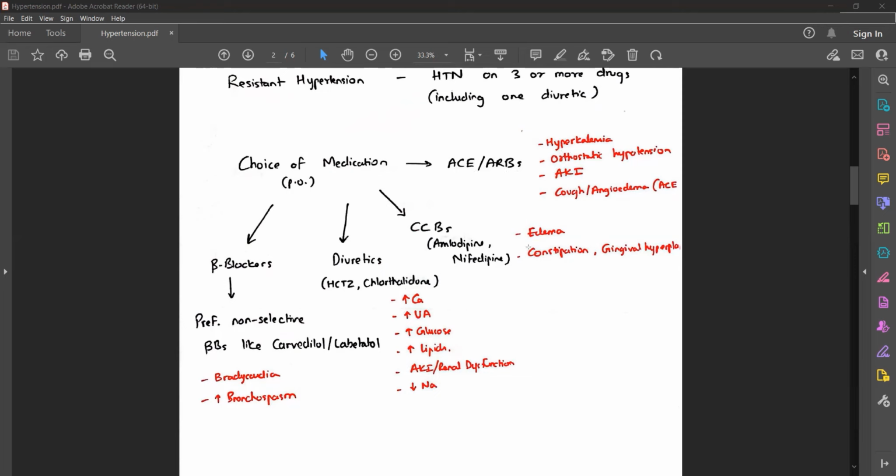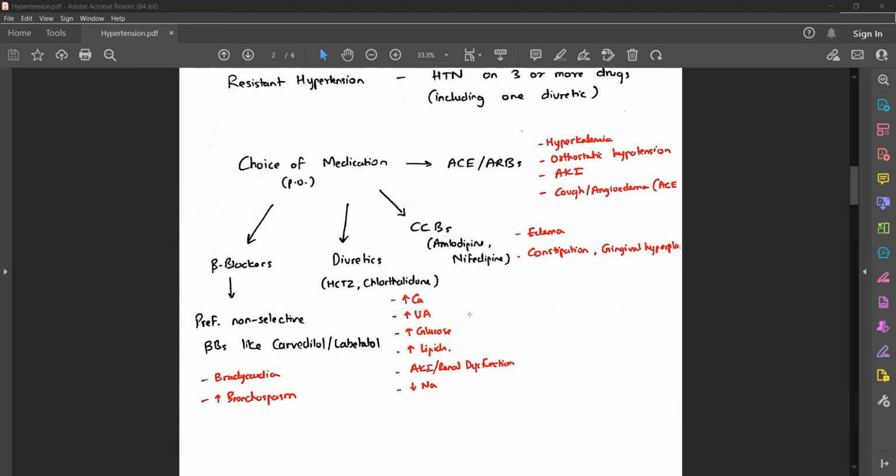Then with calcium channel blockers, peripheral edema is a common side effect, and uncommonly you will also see constipation and gingival hyperplasia. Gingival hyperplasia is usually after using it for a very long time, and there are only some case reports that describe this side effect. So the main thing that you keep in mind is the peripheral edema.